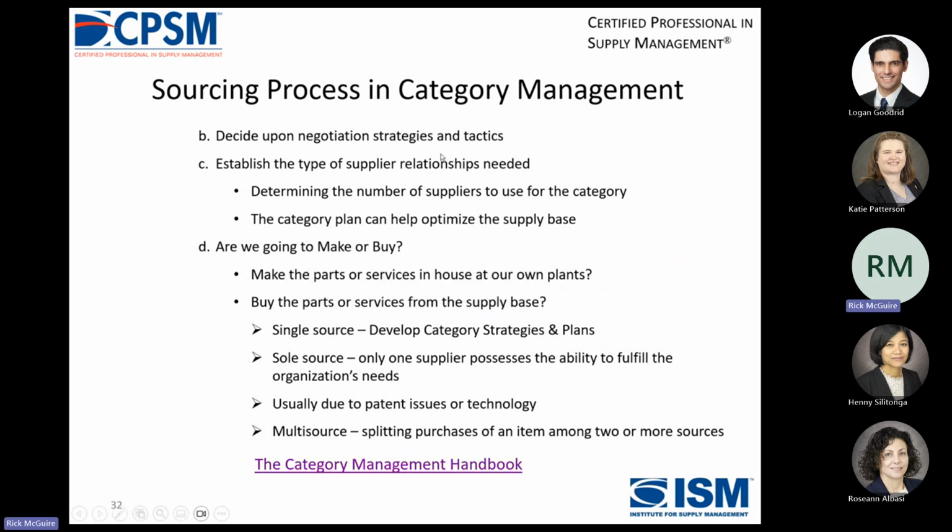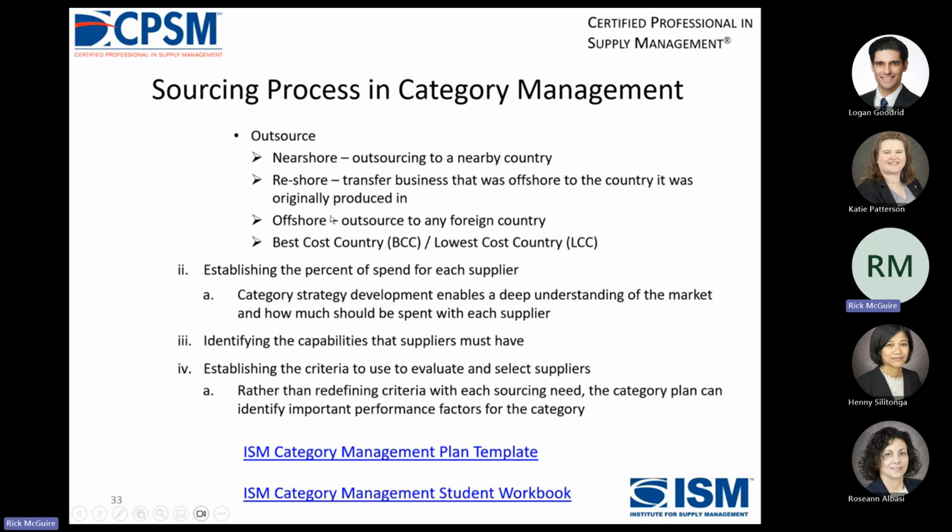And then here's a book. This is a book on category management. I've got it on my desk if you're interested. And then outsource: nearshore, reshore, offshore, best cost country, low cost country. These are all outsource options.